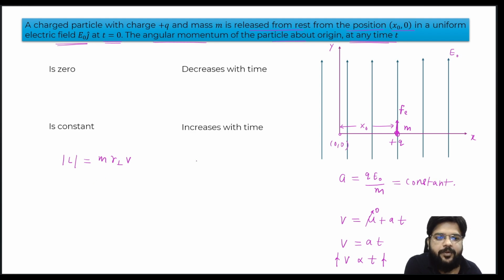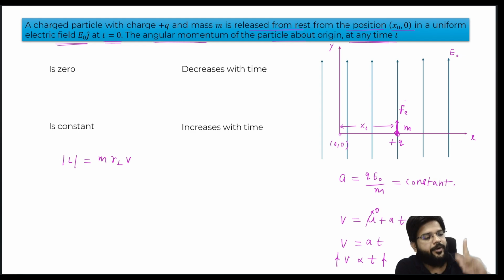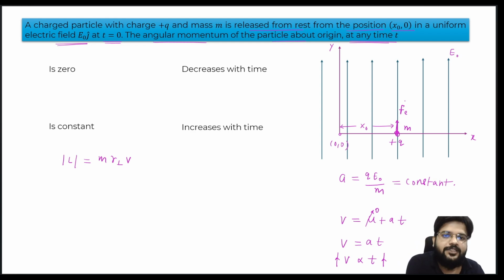All right, so what is the r perpendicular? We are putting the particle at x naught comma 0. The initial velocity of the particle is 0 according to the question, and on the particle, acceleration is happening in the direction, that's why it is gaining velocity. Let's suppose after time t this particle is present here.